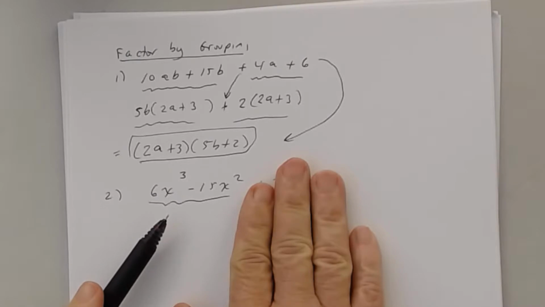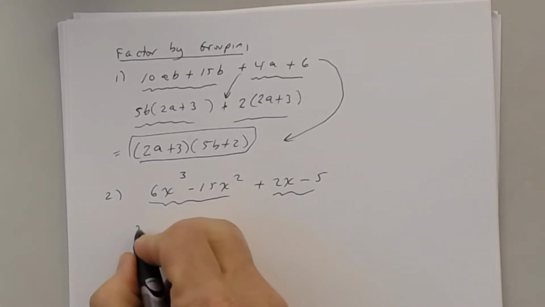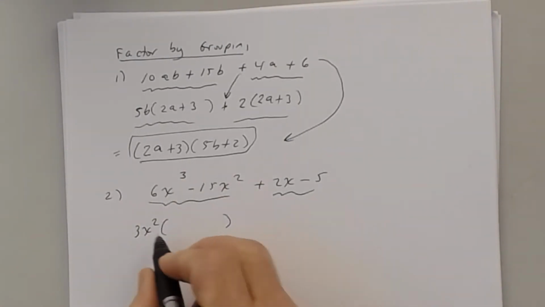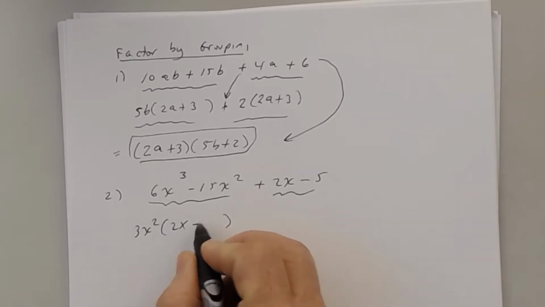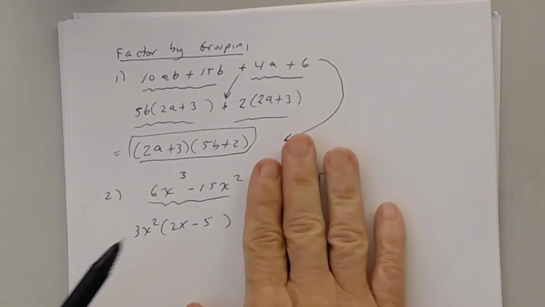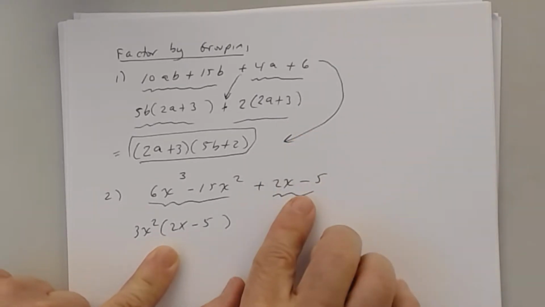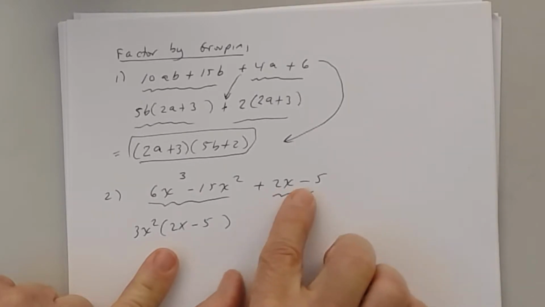From the first group, what can I factor out? 3x squared. Okay, so no one should have had an issue with that. 3x squared times what? 2x minus 5. All right, y'all agree, 2x minus 5? Yes. So that's where we're at. Notice I took the first group and I wrote it as a product, just like I did with the other one. I'm going to take the second group and write it as a product also. What's the GCF of that?